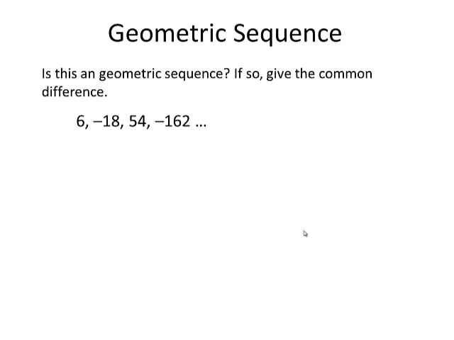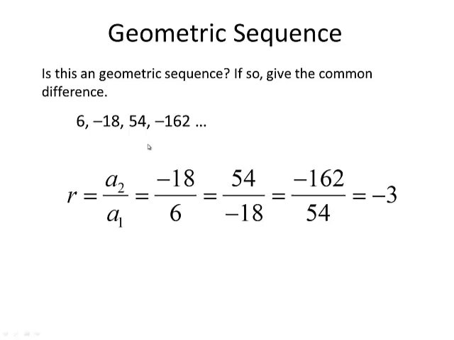Is this a geometric sequence? And if it is, give the common ratio. Well, you can find that by dividing negative 18 by 6, and you're going to get negative 3. And when you divide 54 by negative 18, you get negative 3. When you divide negative 162 by 54, you also get negative 3. So this is a geometric sequence with a common ratio r of negative 3.